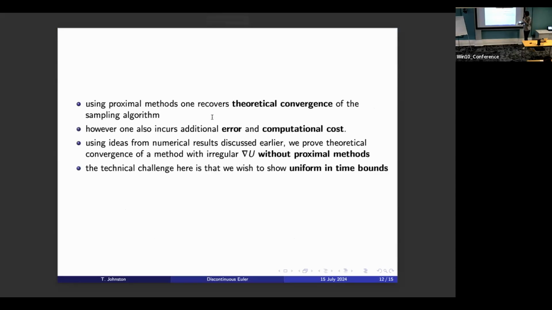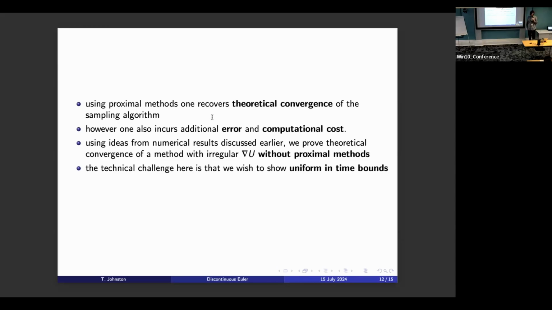So proximal methods recover theoretical convergence of the sampling algorithm. And I should say as well that proximal methods often actually perform better in practice, especially when using sampling algorithms for optimization. But one recovers theoretical convergence. However, the fact that one is now targeting a density which wasn't the original density does induce error, at least if you consider this a problem of sampling from the original density π, and it does induce computational cost.